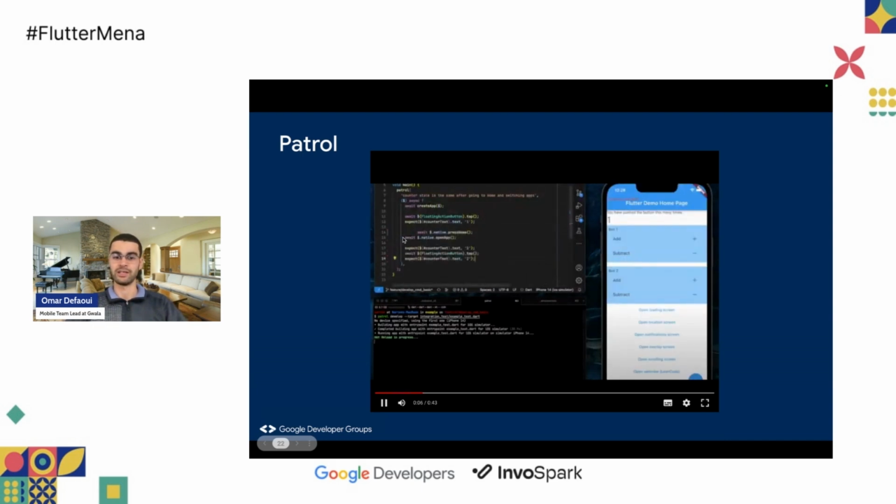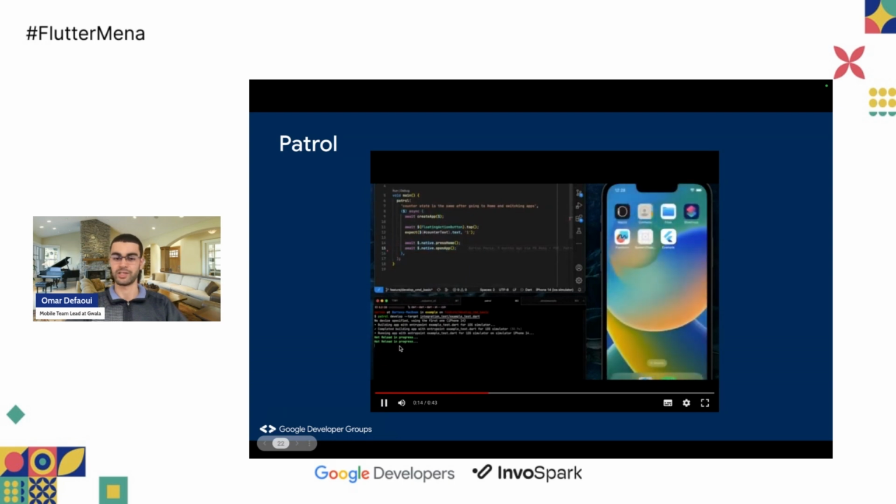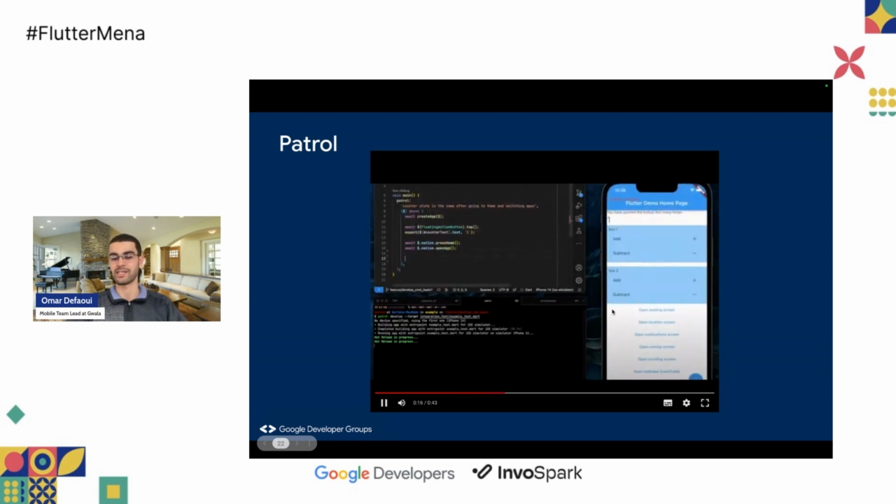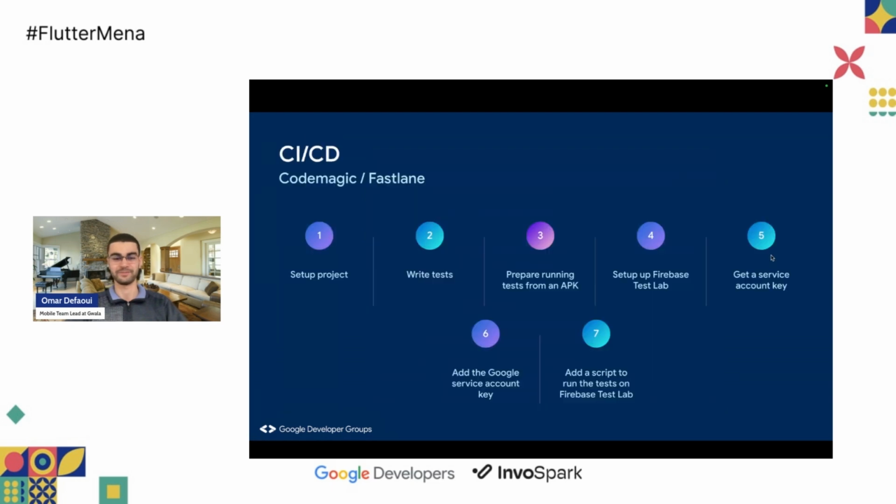So here they added some code, and they just type R, and the app will be refreshed. Here it is, hot restart. So this is a very nice feature to have, and big up to the Patrol team.